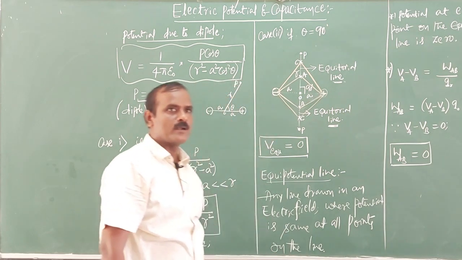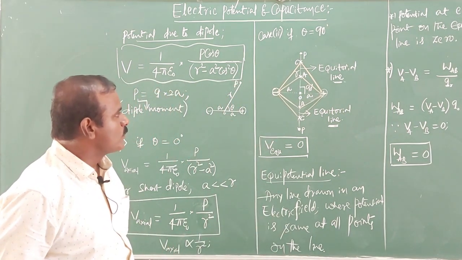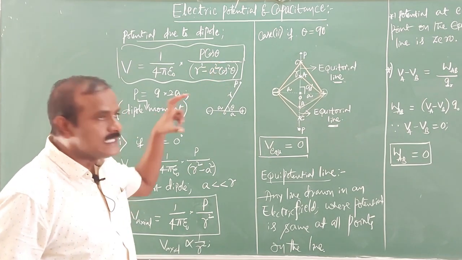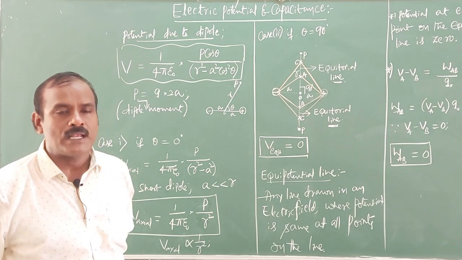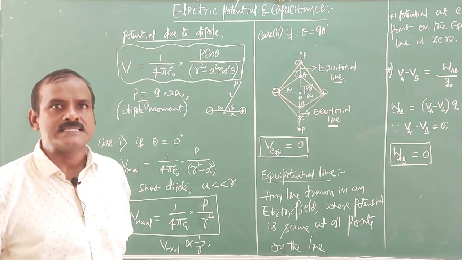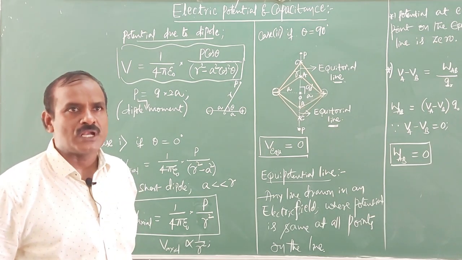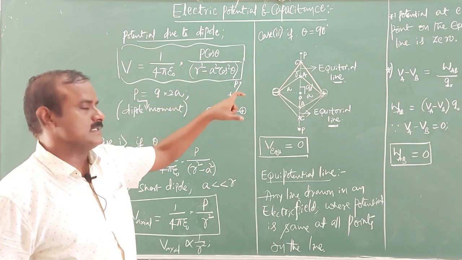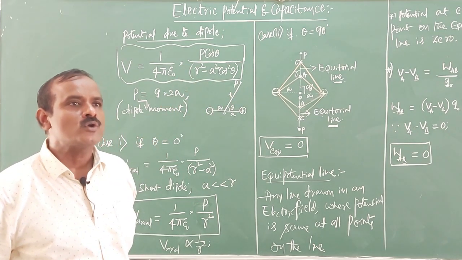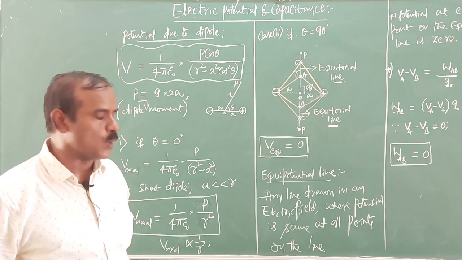This is another important point to notice. This is called an equipotential line in an electric field. In the electric field, when you draw a line where potential is the same at all points on the line, such a line is called an equipotential line. The most suitable example for an equipotential line is the equatorial line. And you should also remember, work done moving a charge from one point to another point on an equipotential line is always zero, remember.